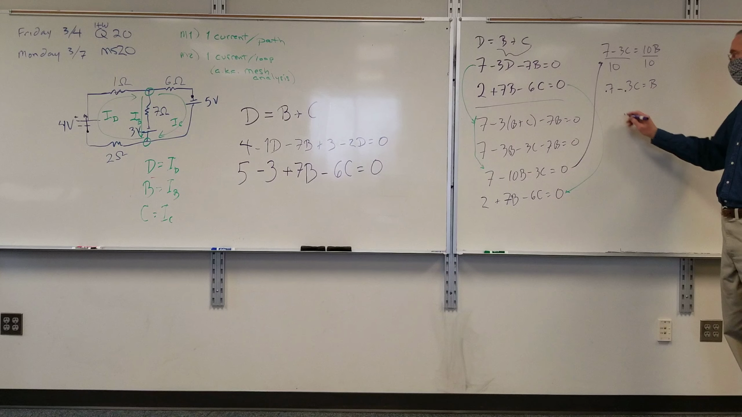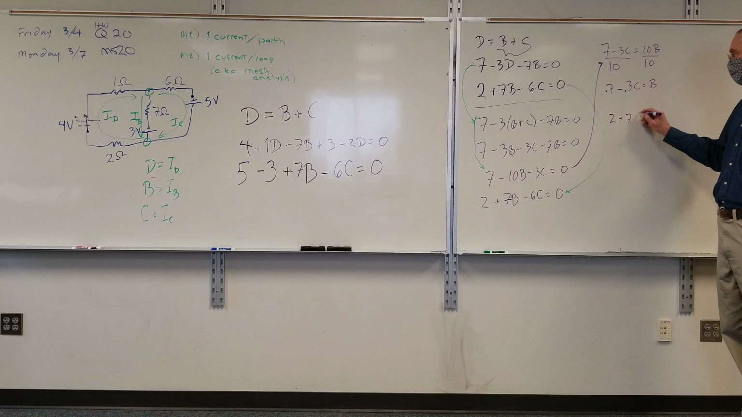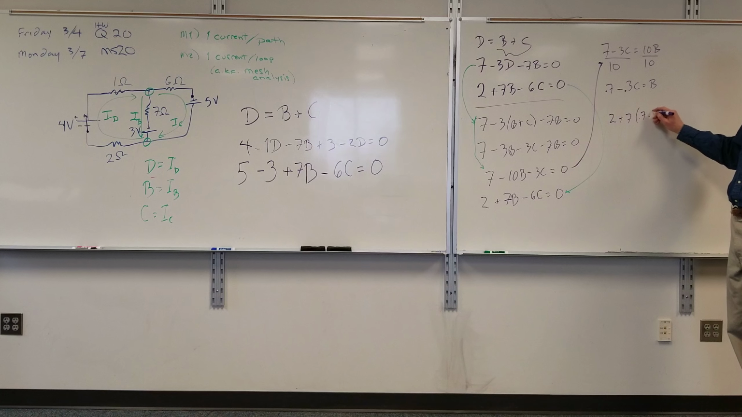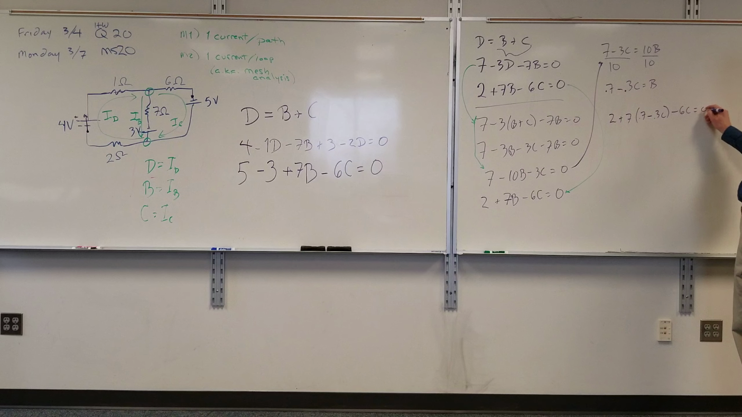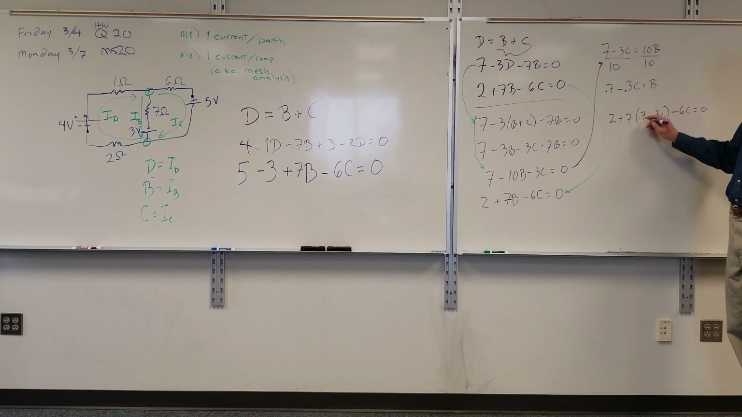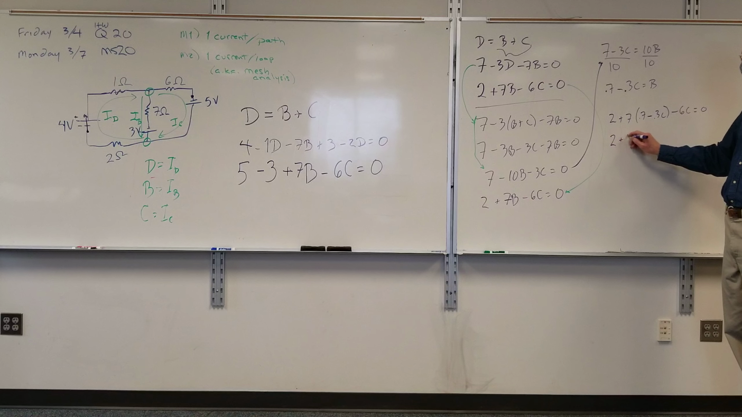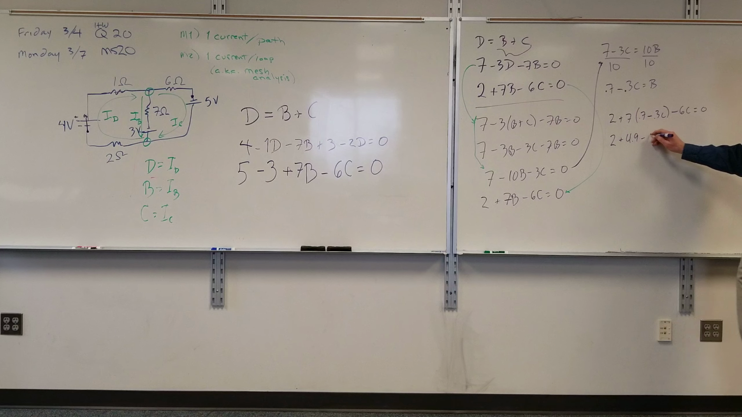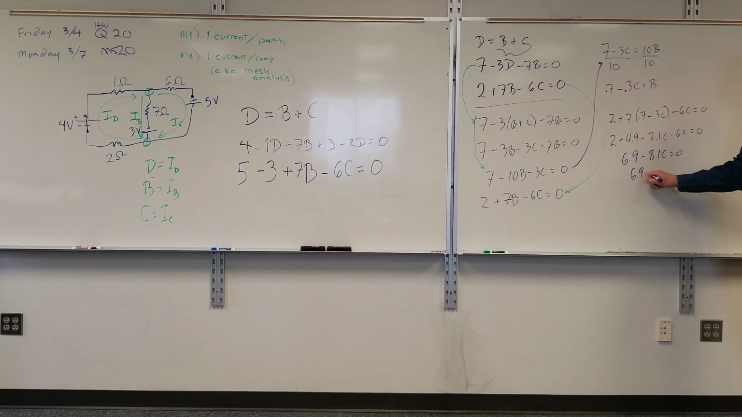Substitute that into the other equation. I have 2 plus 7 times 0.7 minus 0.3c minus 6c equals 0. 2 plus 4.9 minus 2.1c minus 6c equals 0. 6.9 minus 8.1c equals 0. 6.9 equals 8.1c.